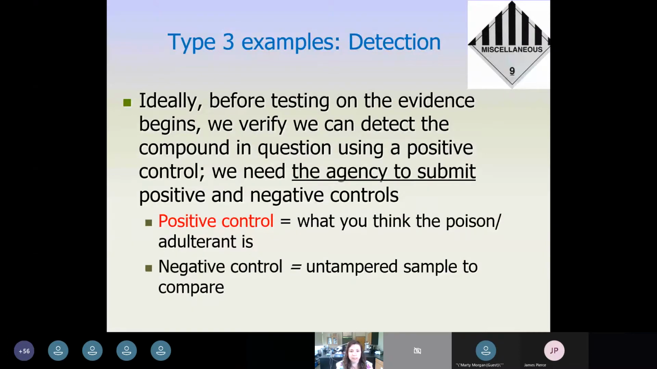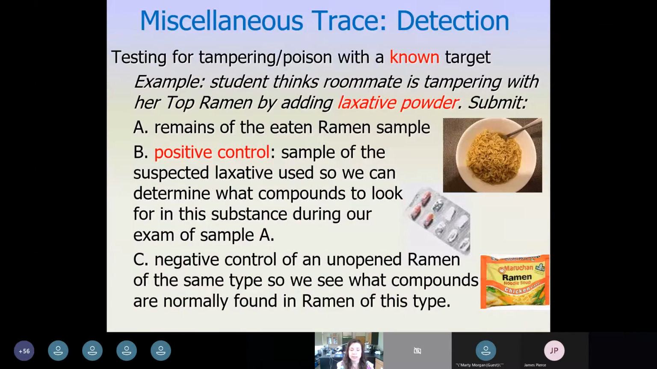I basically just stated that we do require the positive control. Also, there may be times when a negative control would be useful as well, and I think the next slide might have an example of that. Yes. So a tampering case might be that a student thinks their roommate is tampering with her top ramen, and they suspect that it's being laced with some laxative powder.